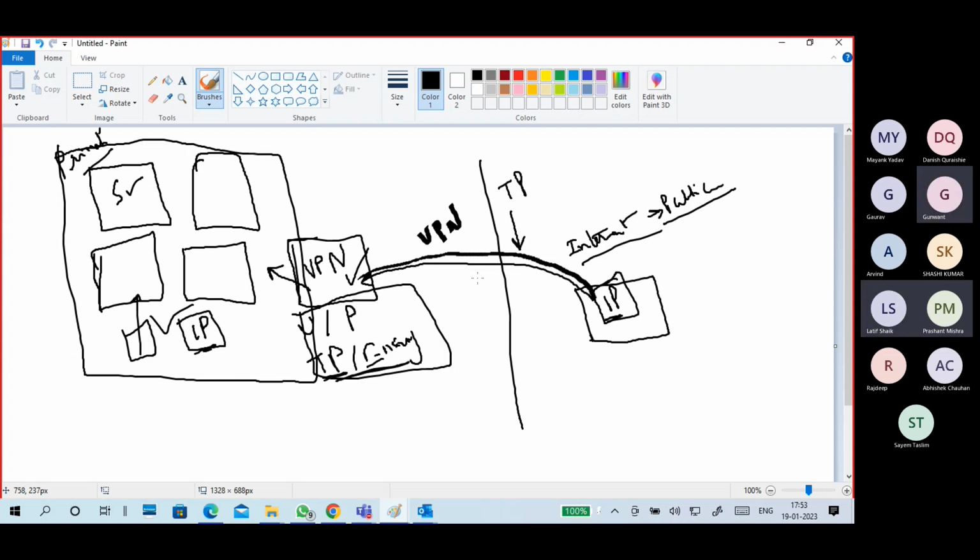Sir, yeah. What if we don't use VPN? Is there any other way to access the database or the network devices of our organization?